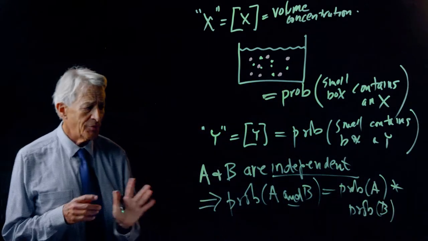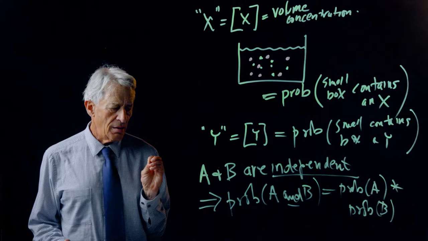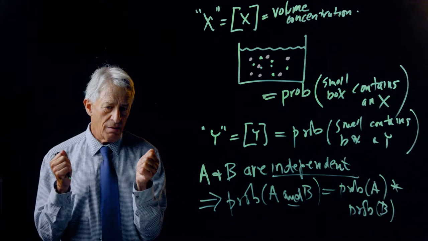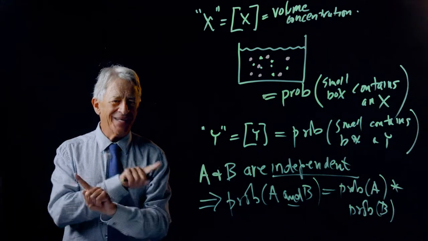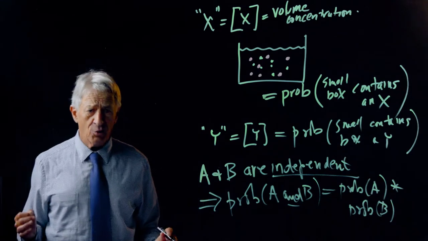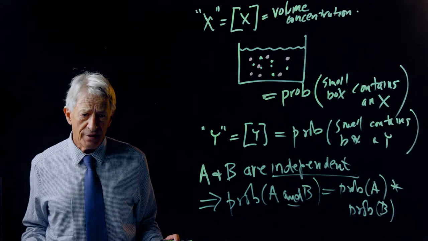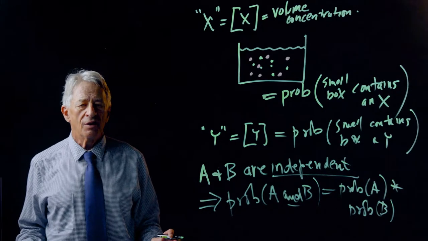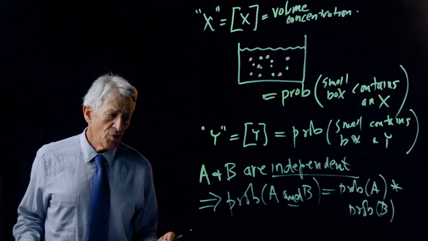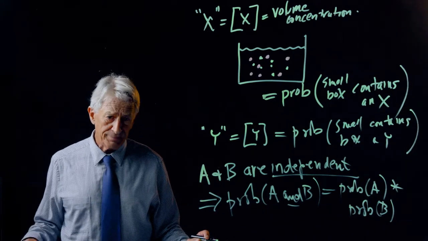So for example, the probability of drawing a red queen from a poker deck, you have to draw a red card and a queen. So first of all, are redness and queenness independent? Yes, they are. So the probability of drawing a red queen is equal to the probability of drawing a red card, which is 50%, times the probability of drawing a queen, which is 13%. So the probability of drawing a red queen is the product of the two of those, or 6.5%.